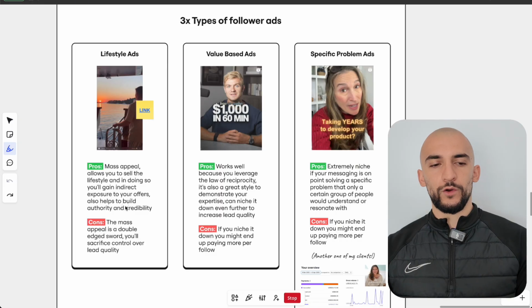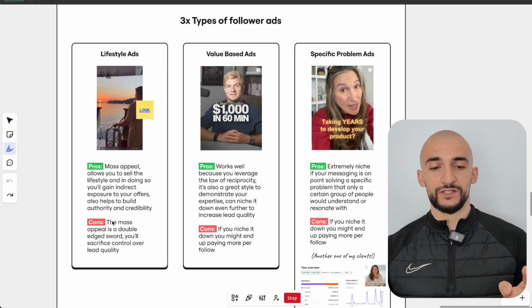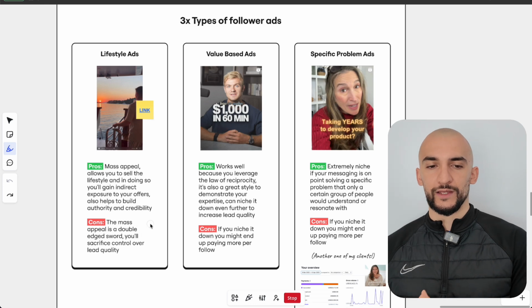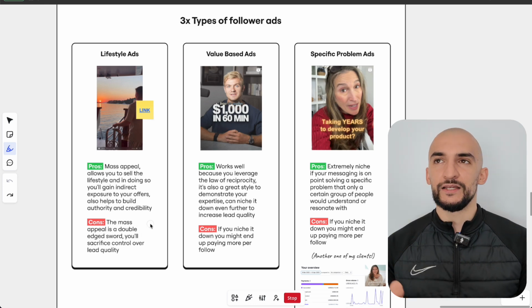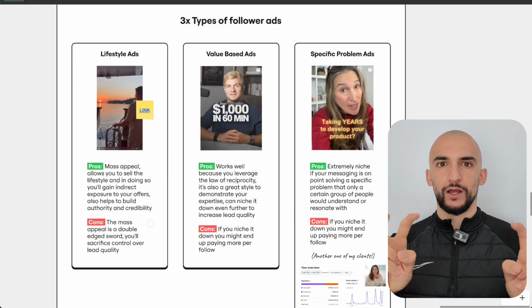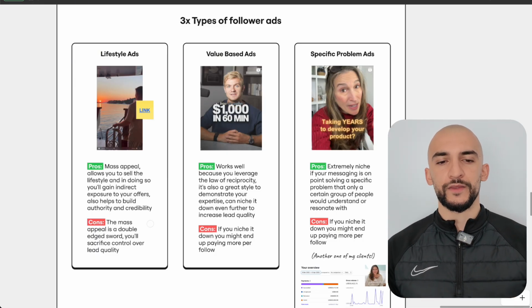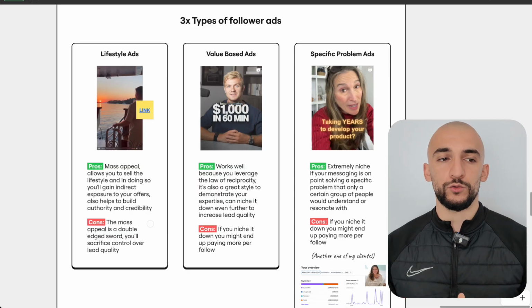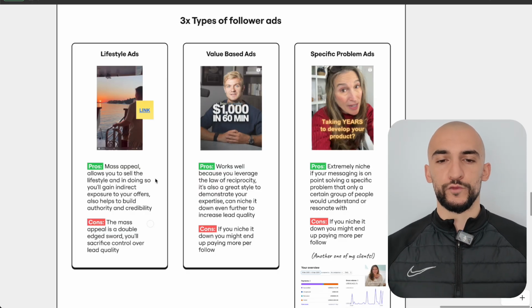So the reason why this can be a bit of a downside is that the mass appeal is a double-edged sword, right? You'll sacrifice control over lead quality. If you're appealing to the masses, you might not attract the particular ideal client avatar that you have in mind, right? Which can be a problem, but it can also not be a problem. It just depends on your offering.